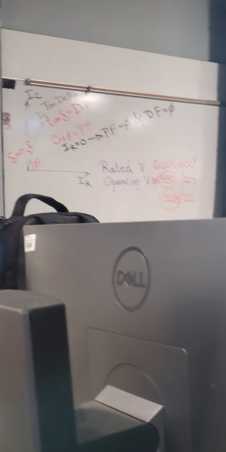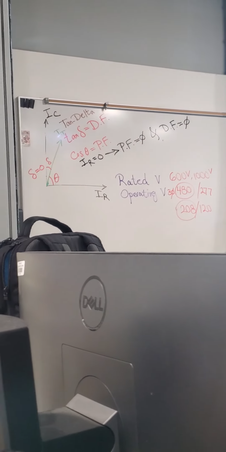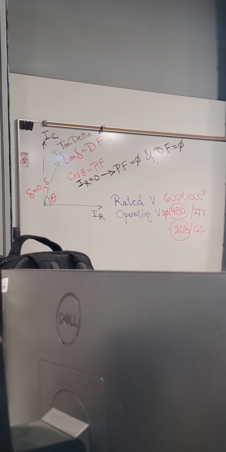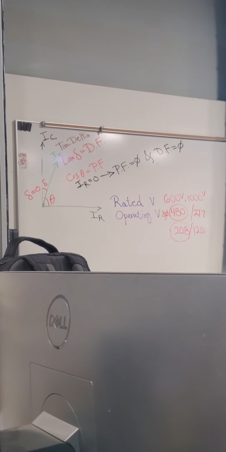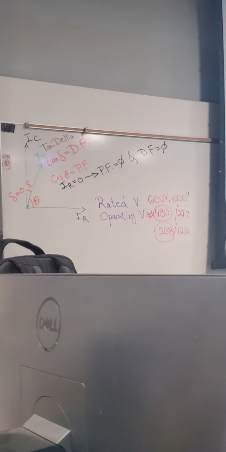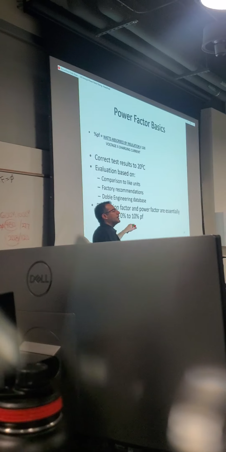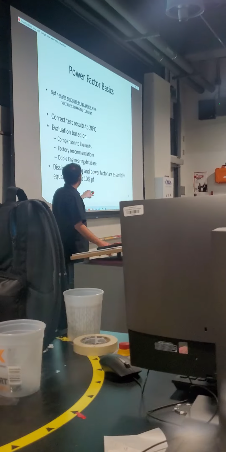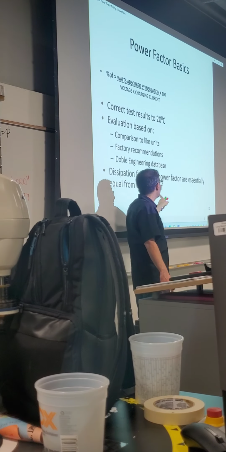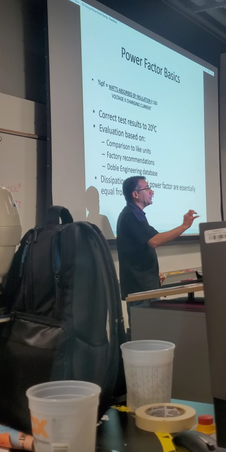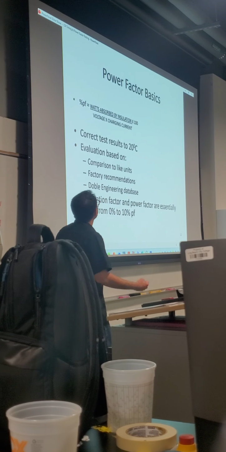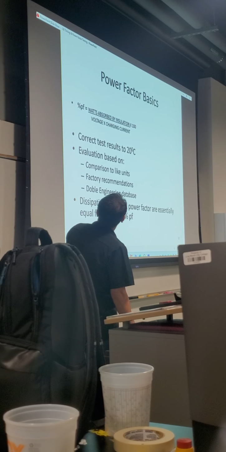So this is power factor. Let's move on to the next slides. Dissipation factor and power factor. Dissipation factor, we said it's tan delta, and power factor are essentially equal. If you have a good insulation, 0 to 10% power factor. Again, this is the power factor for the insulation. Okay. These are all insulation testing. We are checking the integrity of the insulation.